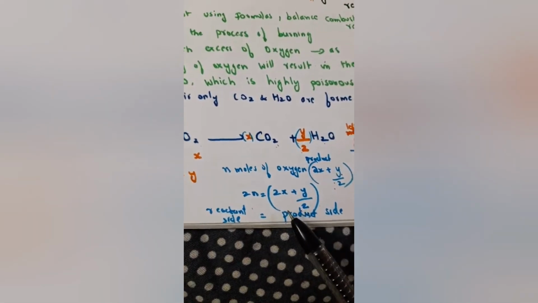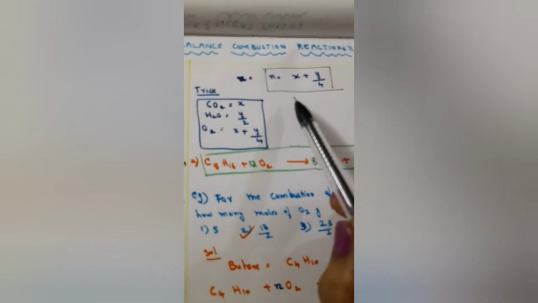Now we can just divide all the terms by 2, and now we will get the equation like n is equal to x plus y by 4. Clear? So, we get the equation like n is equal to x plus y by 4. So, this is the trick and you have to remember this equation well.